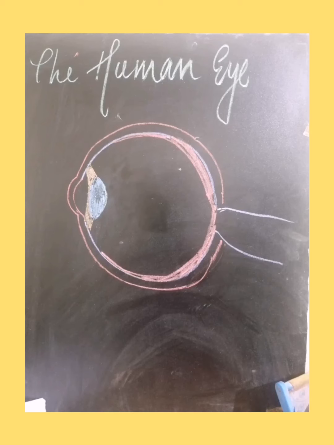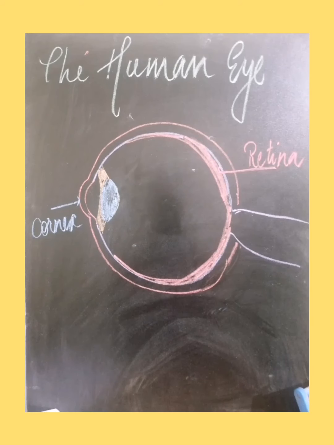So here you can see the structure of the human eye. It is slightly spherical in shape, almost spherical. Also, with this eye we can see the colorful world. That's why the name of this chapter is The Human Eye and the Colorful World. Now we will discuss the parts of the human eye.